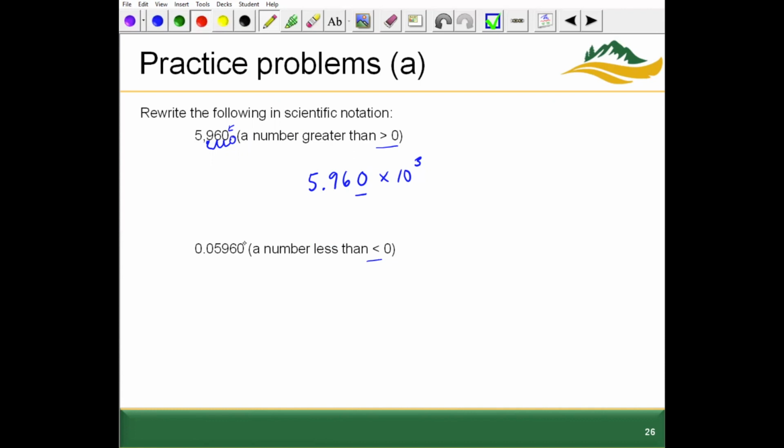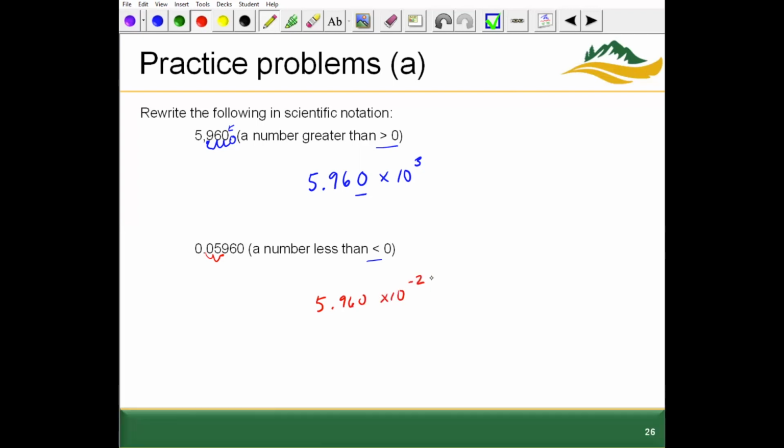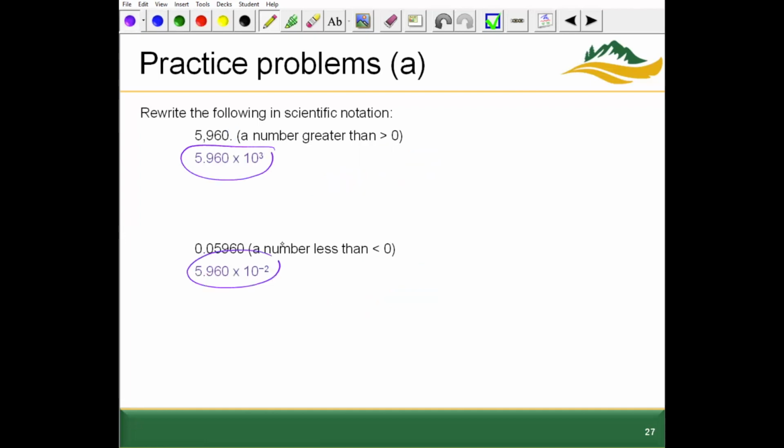Now we'd recognize this example being a number less than 0, so we would go over 1, 2. We only need to go 2 times to the right, and then that makes this 5.960 times 10 to the negative 2. Right, because we went over to the right 2 times. Here, we went over to the left 1, 2, 3 times. So make sure you're really comfortable doing this step. Just to check, these are the correct final answers.